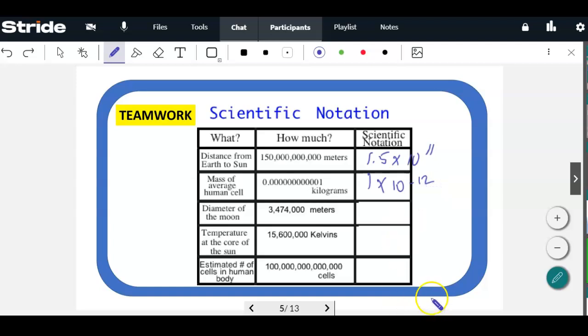All right, let's do one more on the recording, then you can pause the video and do the other two. So you're going to go all the way over here, and that's going to be 3.474 times 10, and it's moved over 6 places.